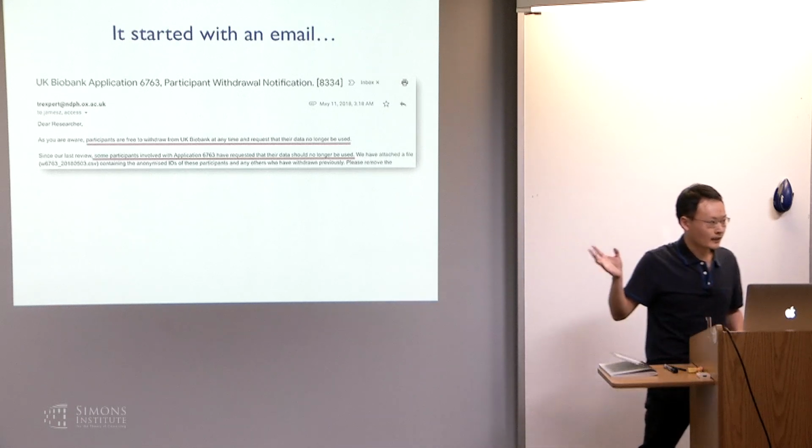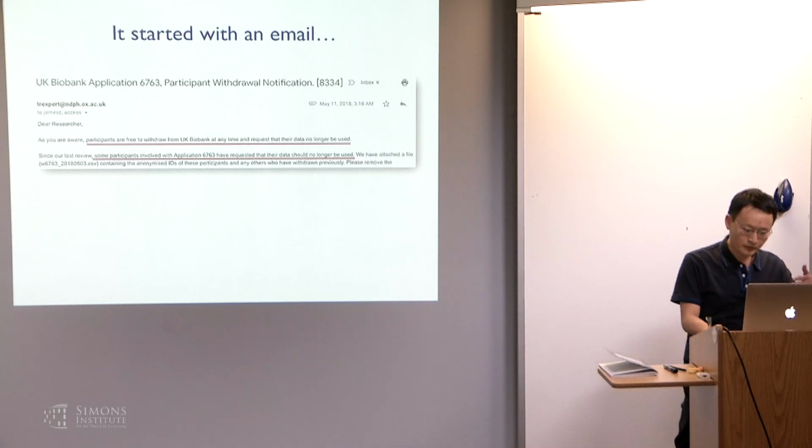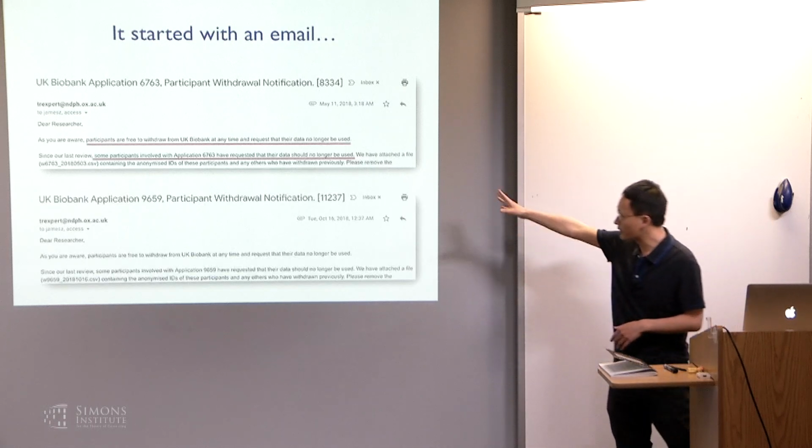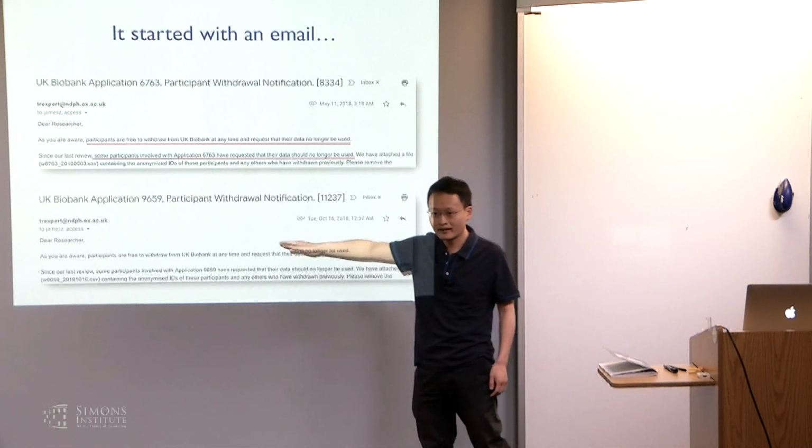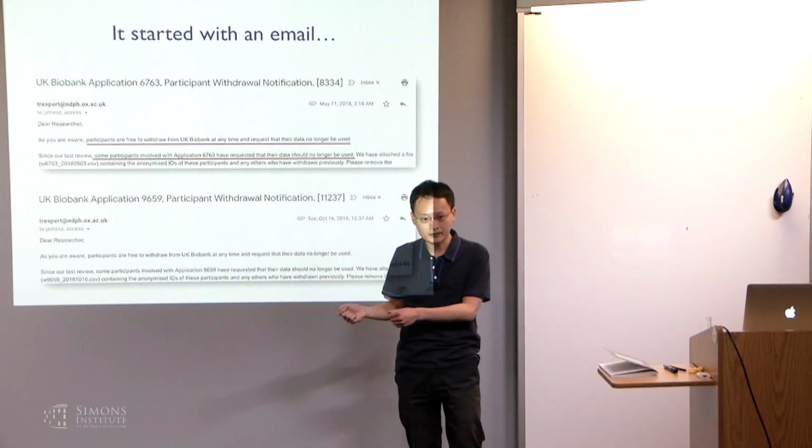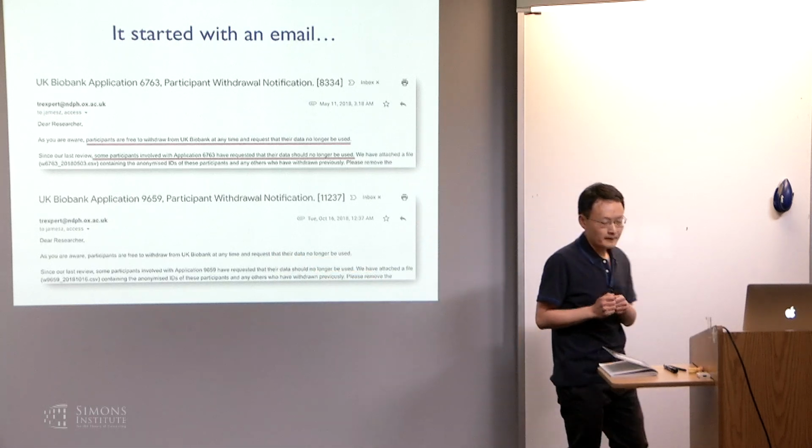This is not an isolated incident. A little bit of time after that, I got another email. There's another set of participants that wanted their data to be removed from the model. So what does this mean?